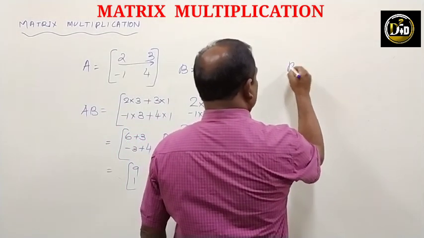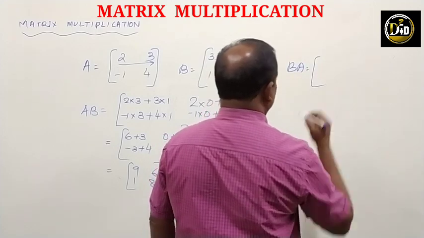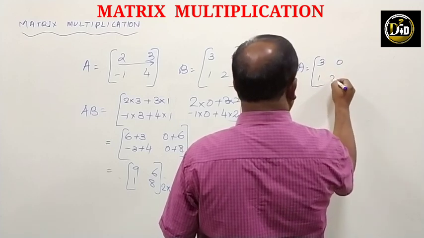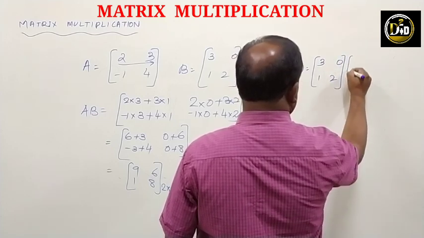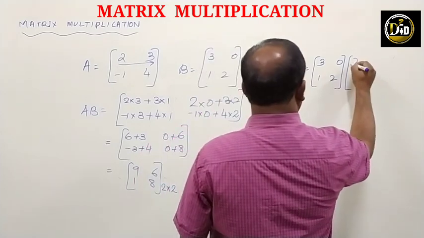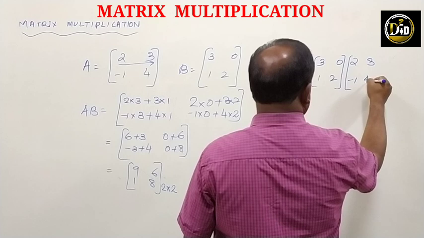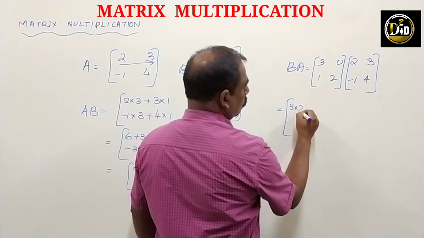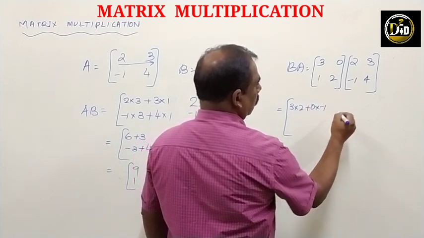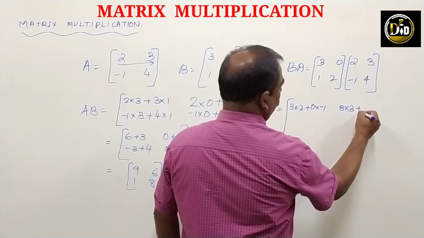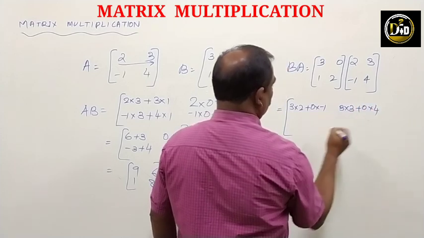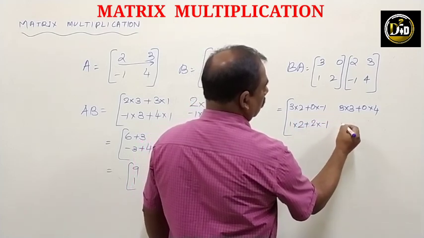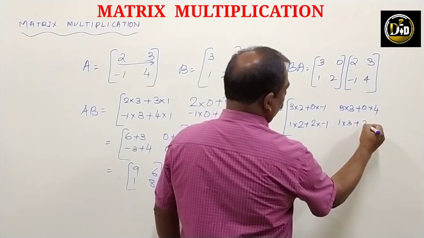Now we find out the product B into A. Let B into A, that is 3, 0, 1, 2 into 2, 3, minus 1, 4. We get the product as 3 into 2 plus 0 into minus 1. Next, 3 into 3 plus 0 into 4. Coming to a second row, 1 into 2 plus 2 into minus 1. Last element, 1 into 3 plus 2 into 4.